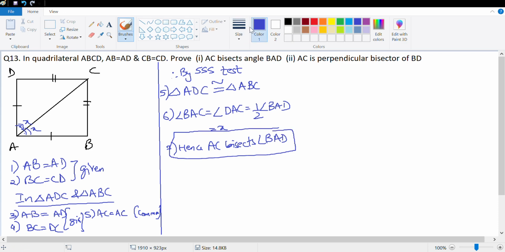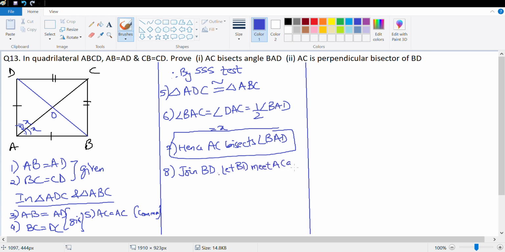So let's look at second part. Second part says AC is perpendicular bisector of BD. So let's just join BD as well. So we need to prove that AC is perpendicular bisector of BD, which means we need to prove that, let this point be O, OB and OD are equal and angle O is 90 degrees. Perfect. To prove OB and OD equal, which triangle should I look at? Can I look at AOD and AOB? Okay, let's look at triangle AOD and AOB. Before that, join BD. Let BD meet AC at O.